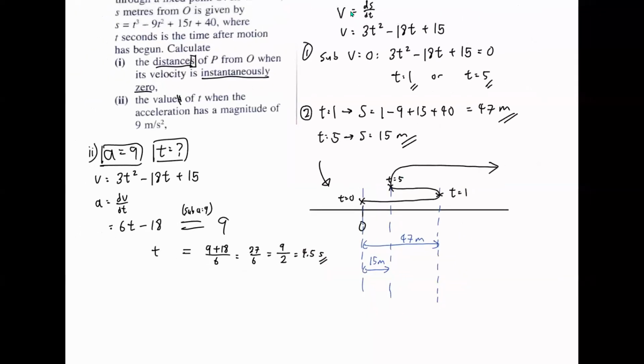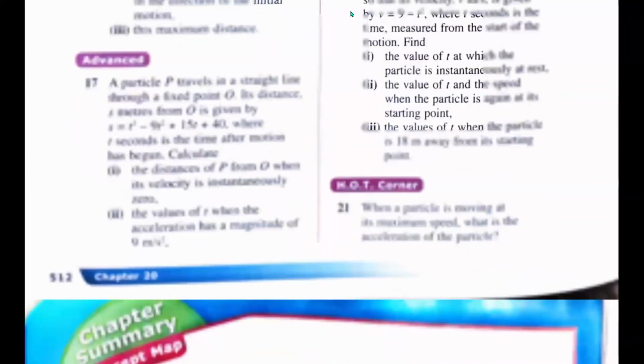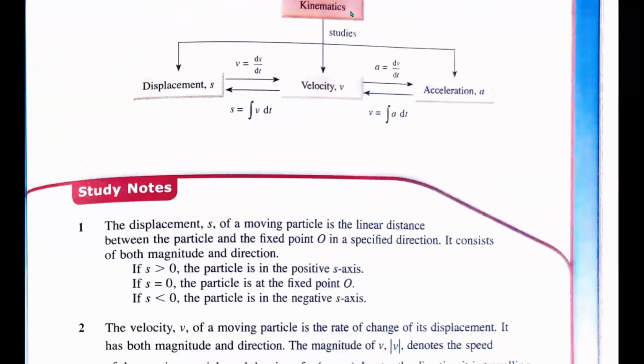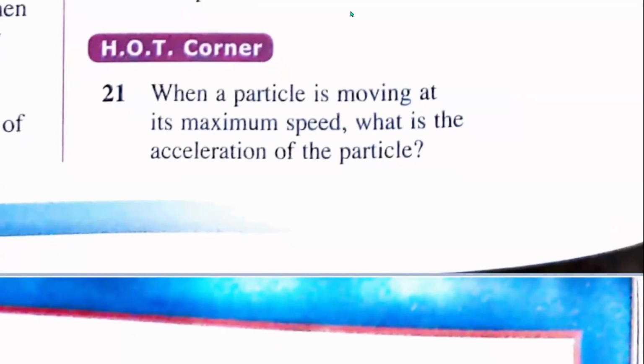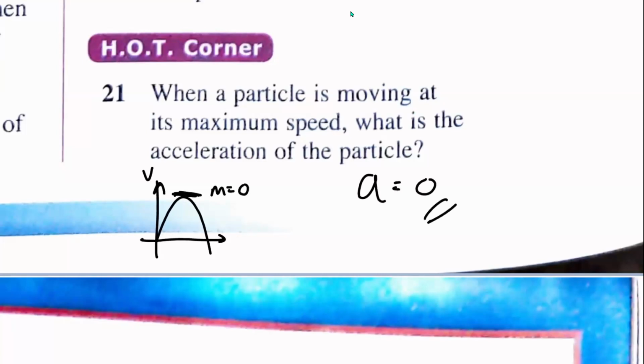Okay, very good. Next. What's this question? 17. Another one, 21. What's so special about 21? Okay, there's just an extra question. When a particle is moving at its maximum speed, what is the acceleration of the particle? When it's moving at maximum v, gradient 0, so acceleration is just 0. That's it. Done. Oh, interesting. When you're moving the fastest, you're not accelerating. A equals 0.